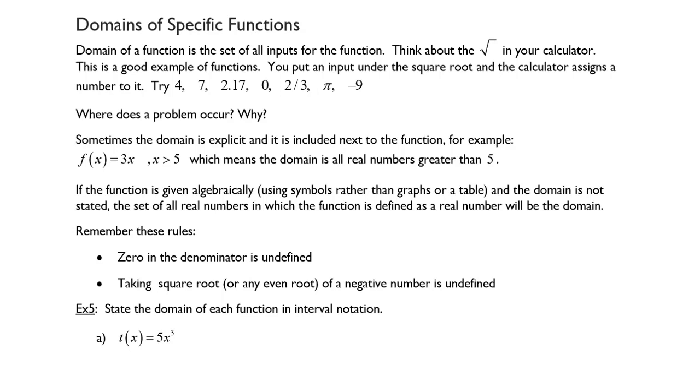Because of this, sometimes the domain is explicit and it's included next to the function. For example, when you have f of x equals 3x, it will say something like x is greater than 5, which means you're only supposed to put domain values or inputs into this function where the inputs are greater than 5.